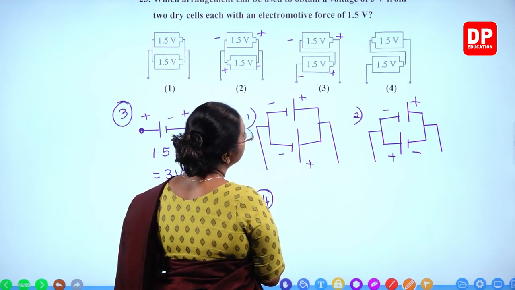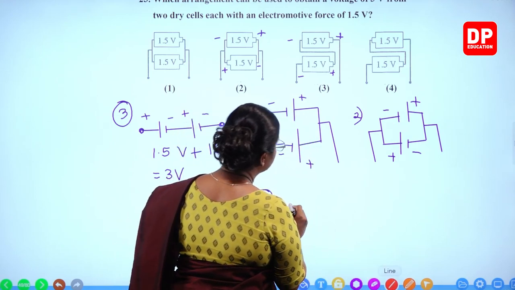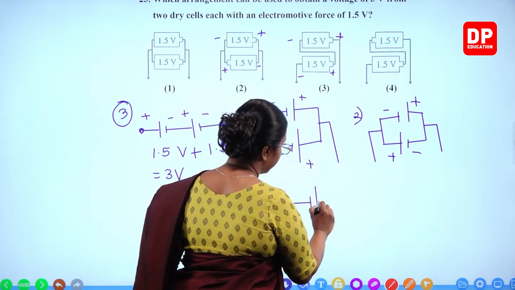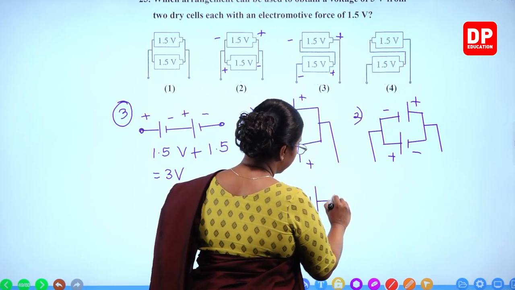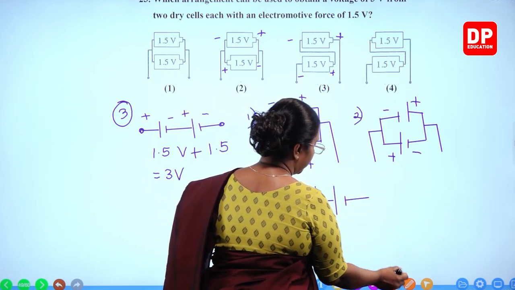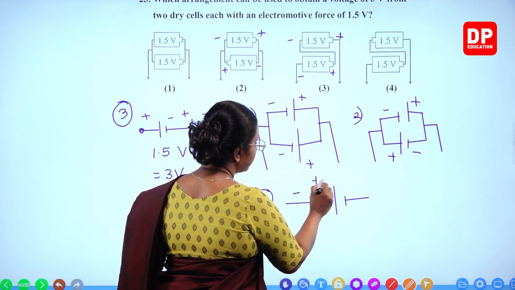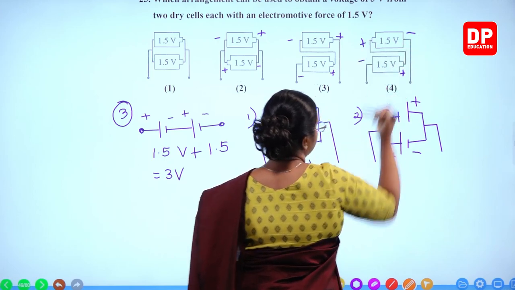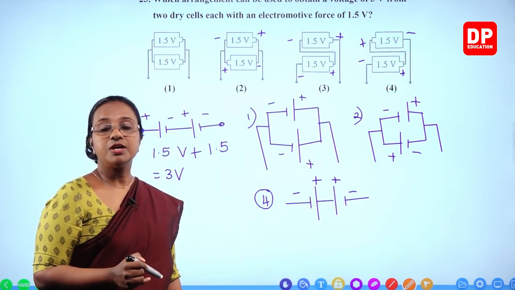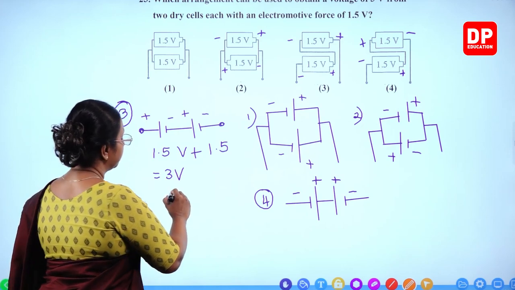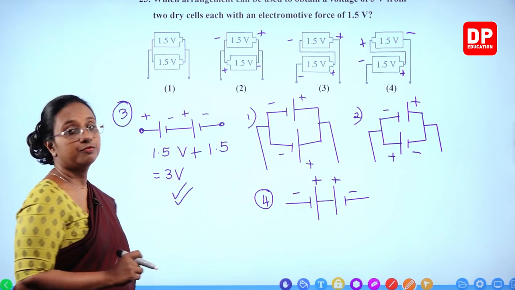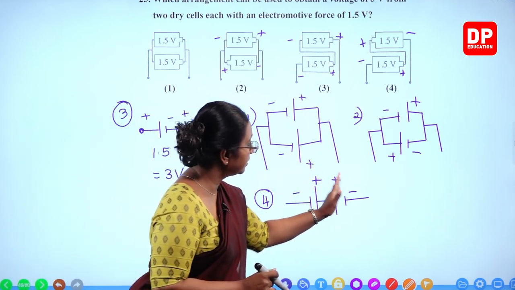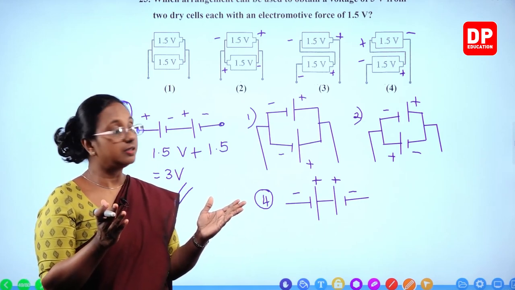There is a problem. Look at the fourth one. How is that connected? First, we have the negative terminal. Then, we have the positive terminal. This positive is connected to the positive terminal. It's like this. Negative, positive, positive, negative. Here you can see negative, positive, positive, negative. So, that is also not correct. So, this is the one that gives you 3 volts. All the other connections, either the similar terminals are connected together.